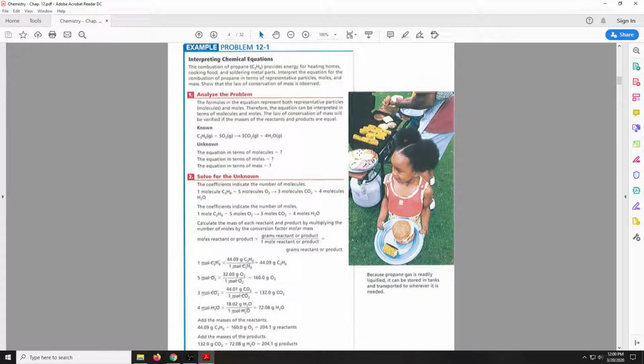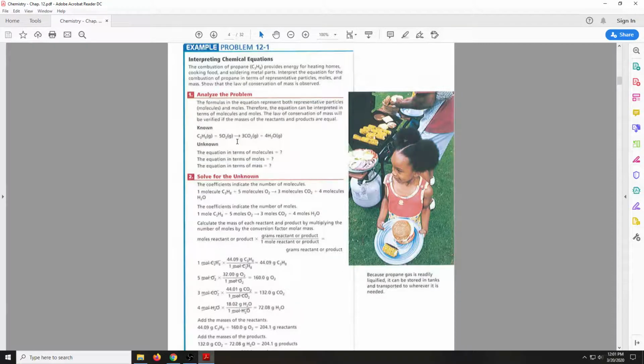Next up, we have the equation in terms of moles, which hopefully based off of last chapter, you also see this is really easy, because there's 1 mole here, there's 5 moles here, 3 moles here, and 4 moles right there. Right? So once again, right here, the coefficients tell you the number of moles. 1 mole of this, 5 moles of that, 3 moles of that, 4 moles of that. So far, so good.